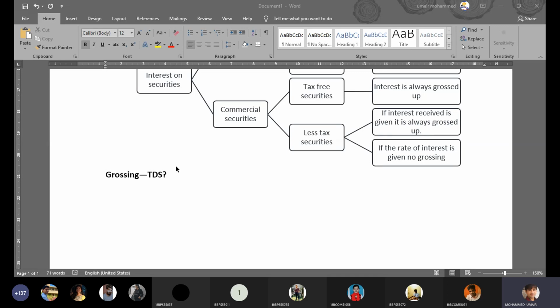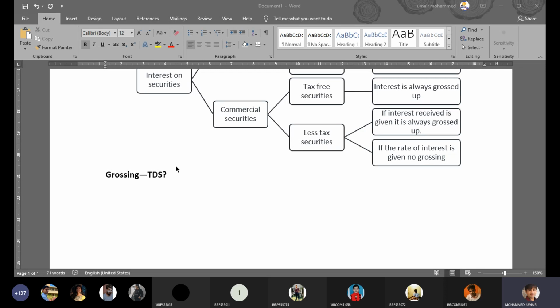Less tax securities here does not mean that you're paying lesser tax, but it basically means the government will not deduct TDS. Simple. Since the government is not deducting TDS on the income, it is called less tax securities. So less tax securities are those securities on which the government will not deduct TDS.